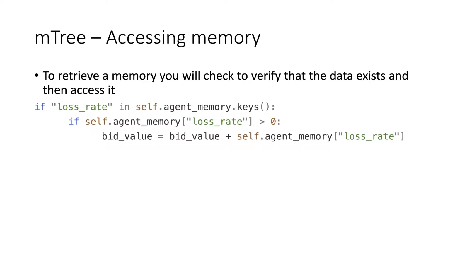So to access a memory, it's very simple. You can just pull the item immediately if you're guaranteed that it's there. Or you can simply check to see, does the key exist? So in this case, we're just checking, does the loss rate exist in the agent memory? If it does, then what we're trying to figure out is how to affect our bid value. So the idea here is that we're using this to affect bids over time in the simple auction. So let's look at some code.